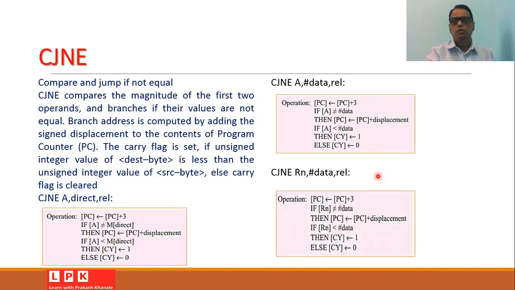Another form of this instruction is CJNE Rn, #data, relative address. Here also the content of the program counter is incremented by 3. Then the content of the register Rn is checked with the data. If they do not match, then the displacement is computed and added to the PC. And if the content of Rn is less than the data, then the carry flag is set, otherwise it is cleared.